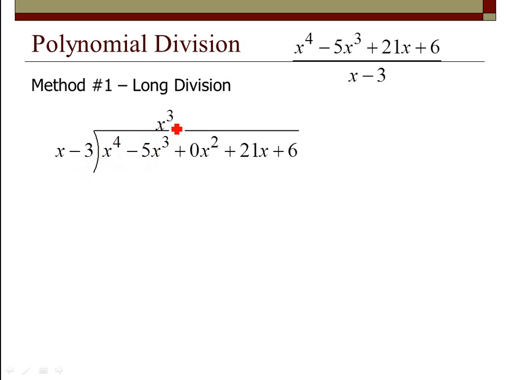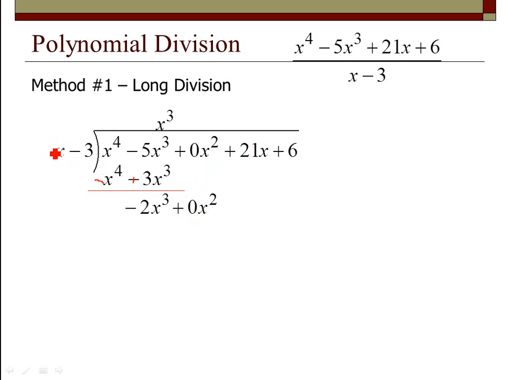Now I'm going to multiply, just like you would normally. You'd multiply, then you subtract. So I do x to the fourth minus 3x cubed. We're going to subtract. So often what's easiest to do is simply change the signs and then add them. So x to the fourth minus x to the fourth, negative 5x cubed plus 3x cubed gives me negative 2x cubed. Okay, then I'm going to bring down the next term, which is a plus 0x squared.